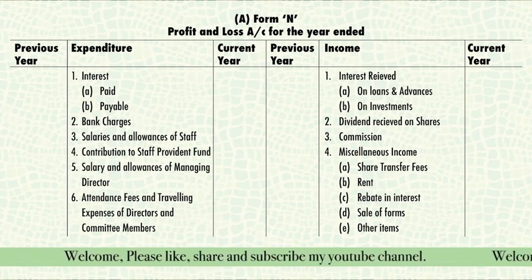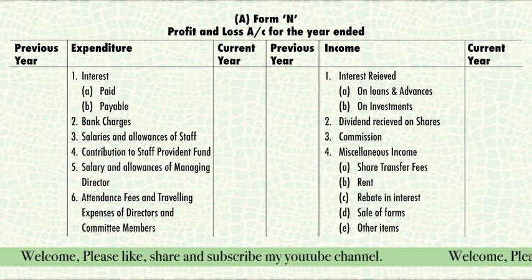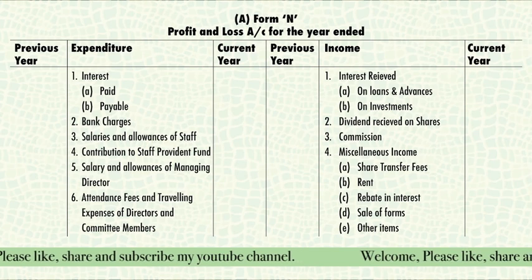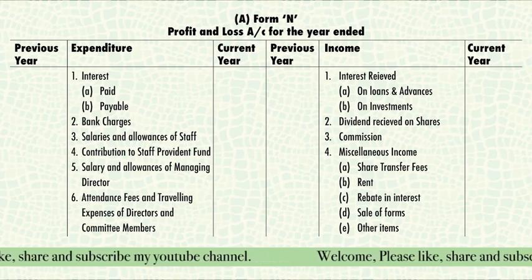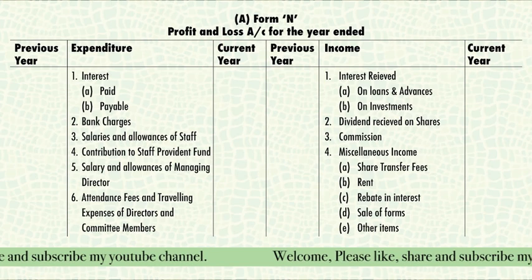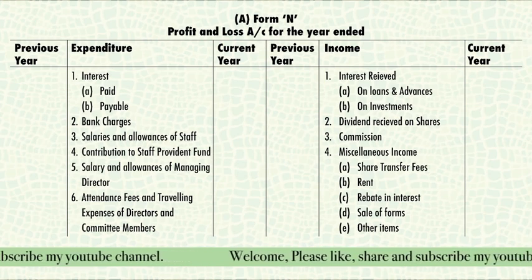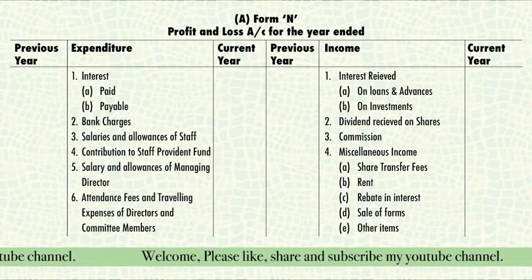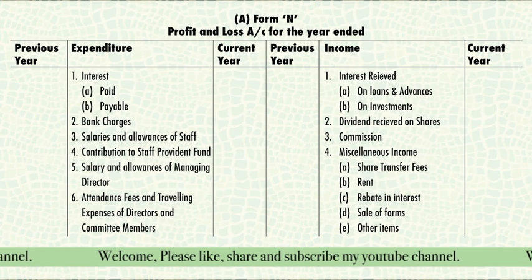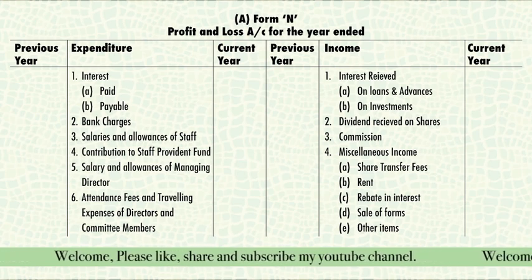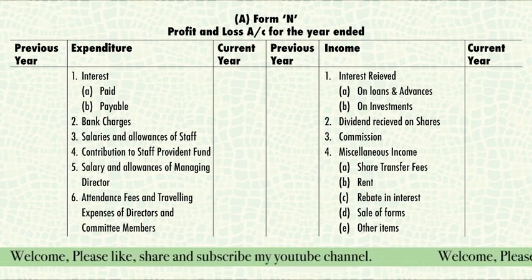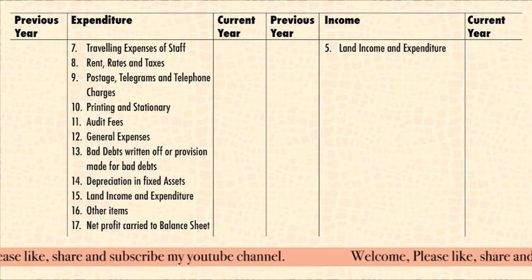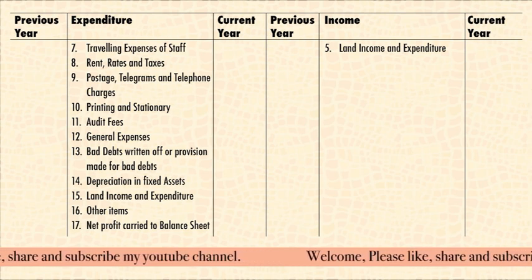On the debit side, that is expenditure, you have to take all the interest paid and payable. The second will be the bank charges. Third will be salaries and allowances of staff. Fourth, contribution to staff provident fund. Fifth, salaries and allowances of managing director. Sixth, attendance fees and traveling expenses of directors and committee members. Seventh, traveling expenses of staff. Eighth, rent, rates and taxes. Ninth, postage, telegram and telephone charges.